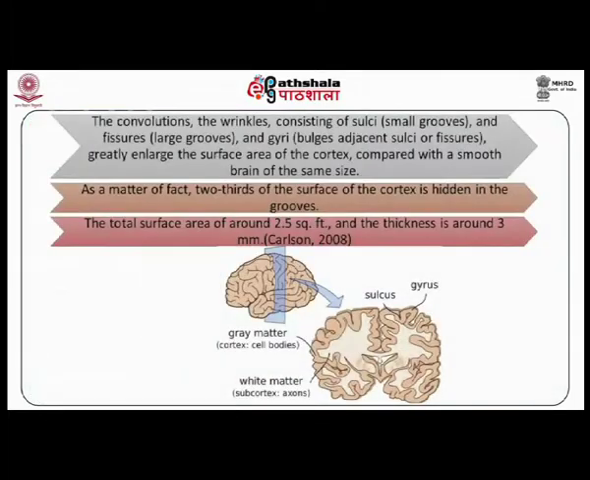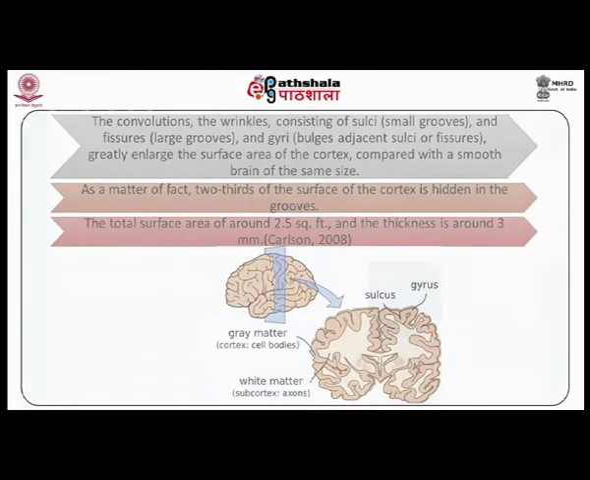The convolutions, the wrinkles consisting of sulci, fissures and gyri, greatly enlarge the surface area of the cortex compared with a smooth brain of the same size. As a matter of fact, 2/3 of the surface of the cortex is hidden in the grooves. The total surface area is around 2.5 square feet and the thickness is around 3 mm.